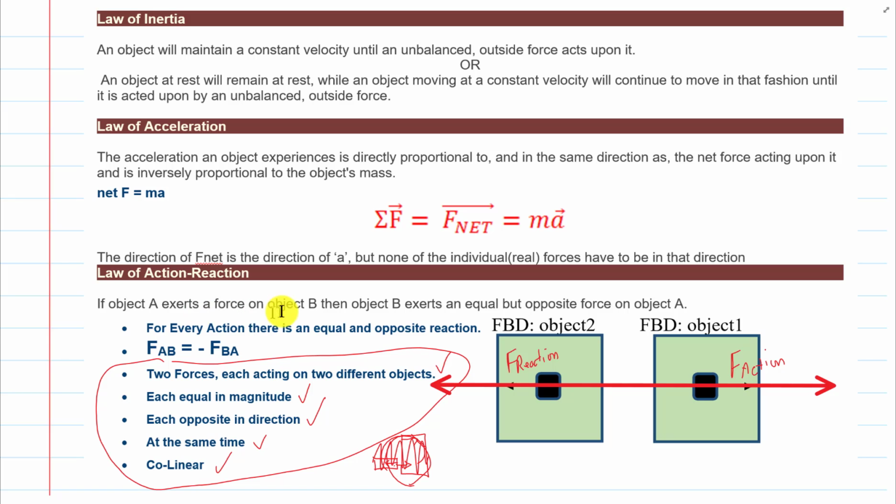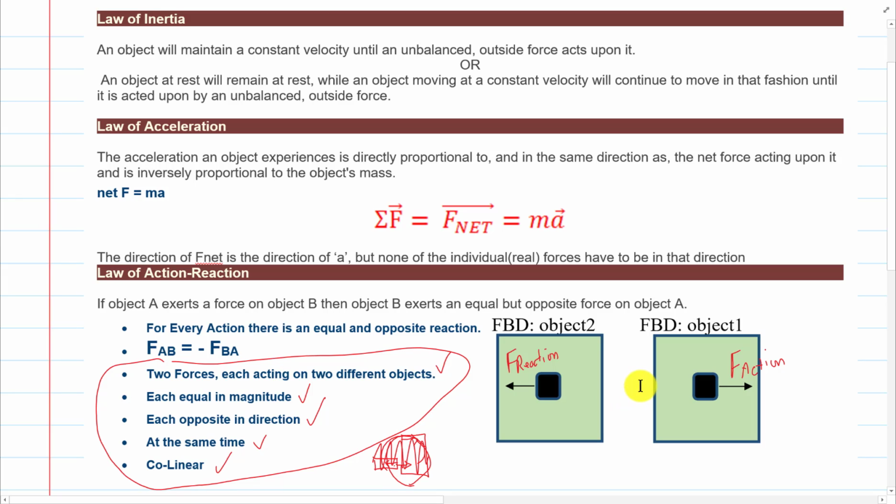So if object A exerts a force on object B, then B exerts the equal but opposite force on object A. And these two forces are on two separate objects. Okay, so this force causes this guy to move, and this force causes this guy to move. So sometimes we'll just go F equals ma and just look at this guy. And sometimes we'll look at just this guy. Or sometimes we'll look at what's happening with the complete system.